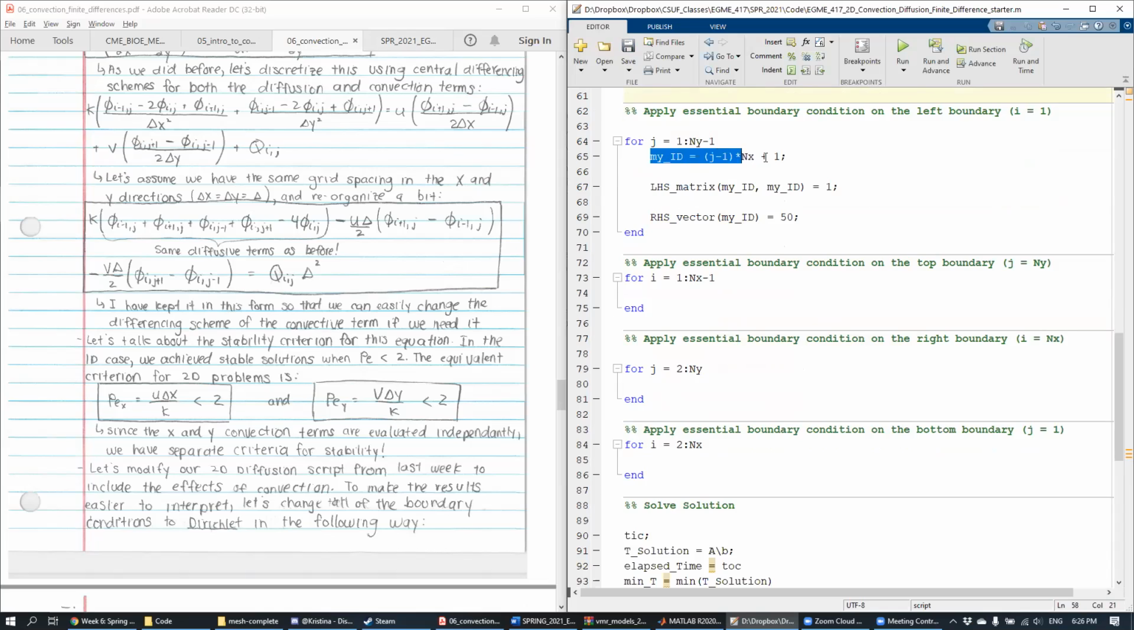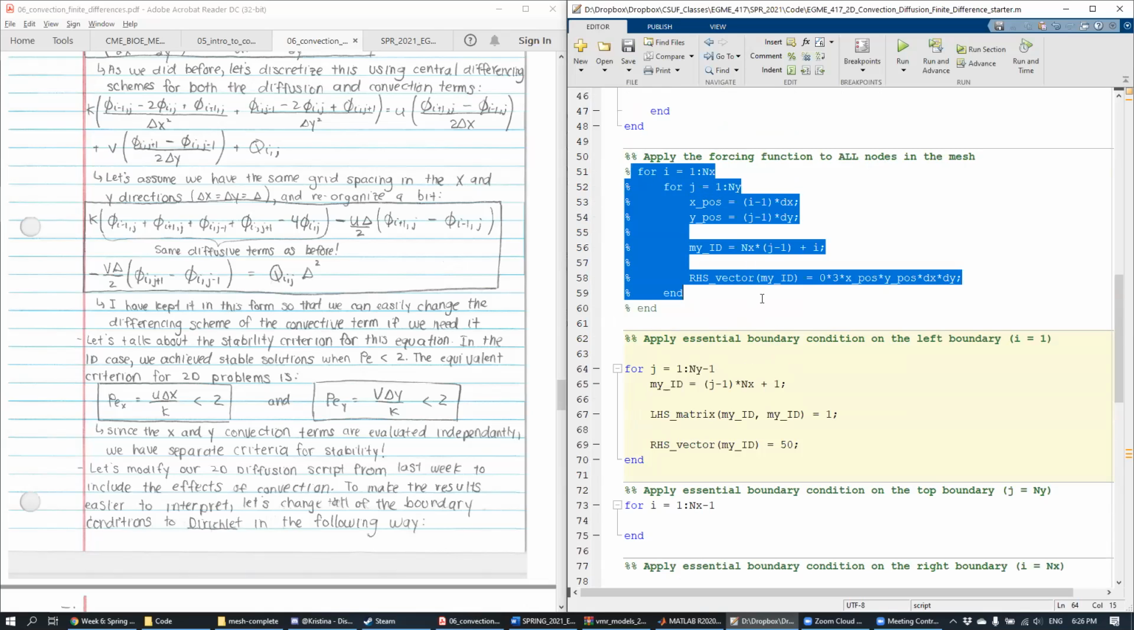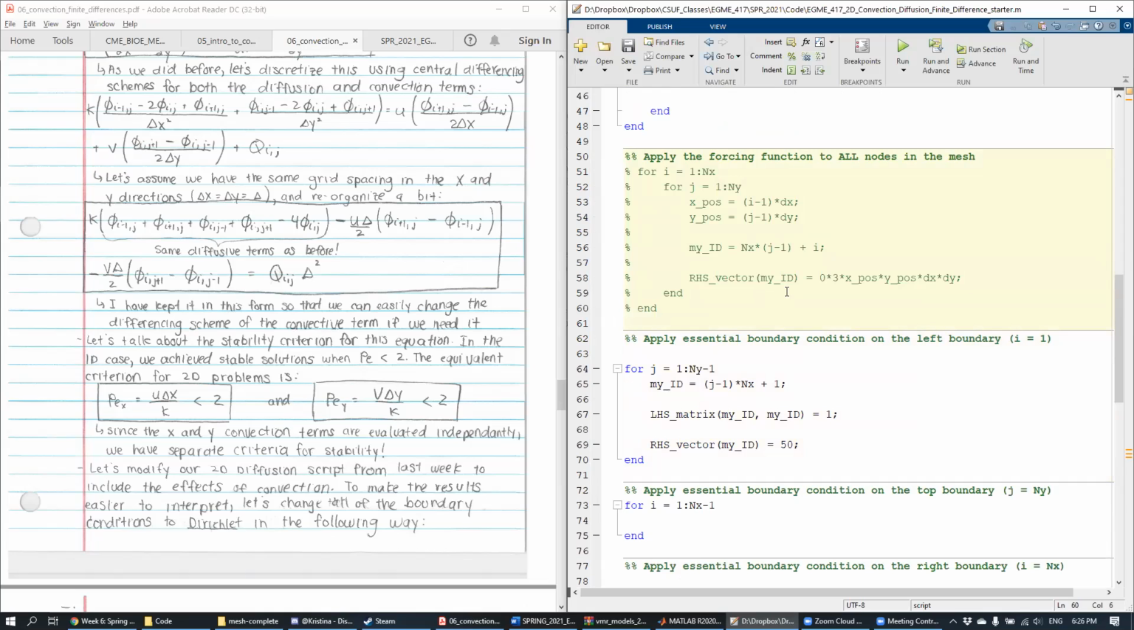Remember, when you're computing the boundary conditions, the key is to determine the ID number based on the special conditions for i and j. Another thing to note is that, to make sure we don't count the corner nodes twice, we loop from 1 to ny minus 1, so that we stop short of the corners. You need to comment out lines 51 through 60. There's a section that says apply the forcing function to all the nodes in the mesh, and you want to comment that section out. Why? Because we don't need the source function for this problem, and we're going to assume this q here is 0, so we comment that out to enforce that.